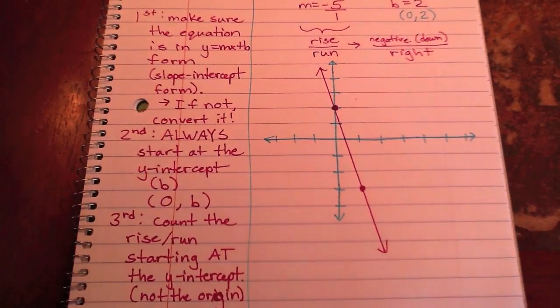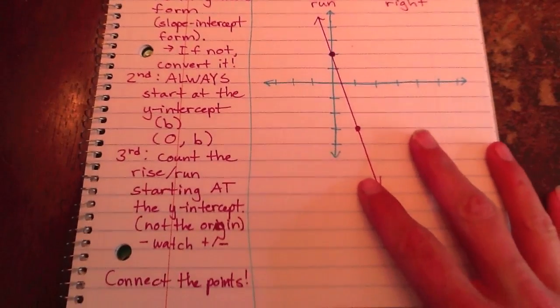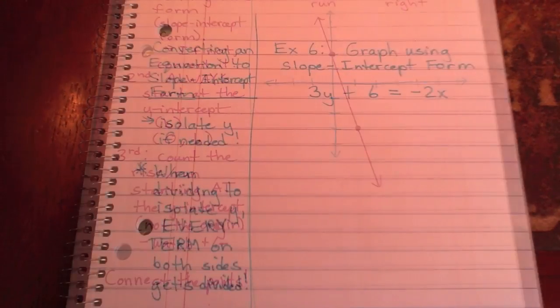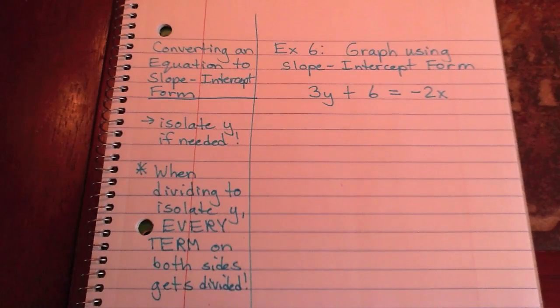So I'm going to leave this for a minute and then I'll move it up. And once you connect the points, you should have a line. So go ahead and hit pause, finish copying that. Once you're ready, we'll get started on our last example. Copy this down. Once you're done copying this down, hit play, and we'll go over how to do this.